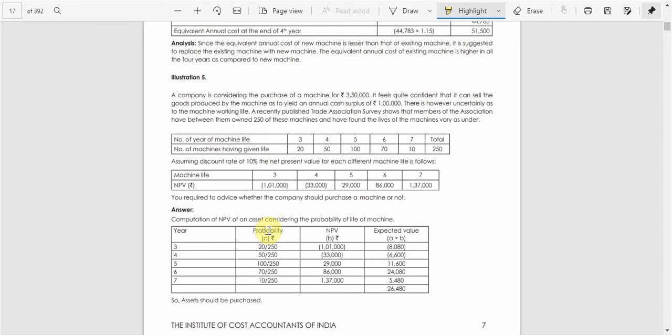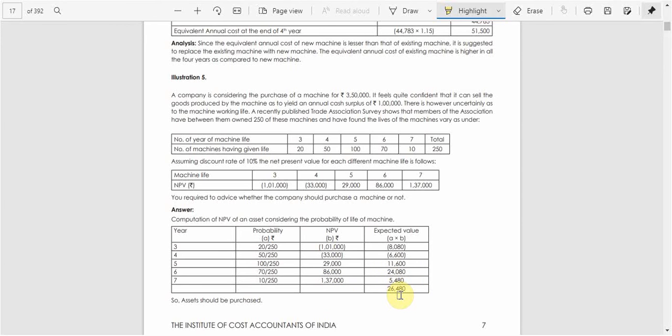Similarly for the 4 year, if the life is 4 years, the probability is 50 by 250. So 50 by 250 into the net present value of minus 33,000 is minus 6,600. For the 5th year, it is 100 by 250 into 29,000, which comes to 11,600. For the 6th year, it is 70 by 250 into the NPV of 86,000, so it is 24,080. And for the 7th year, it will become 5,480.